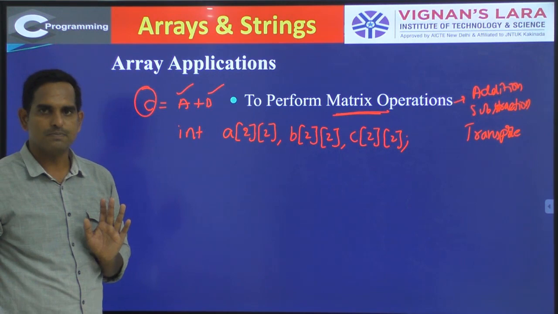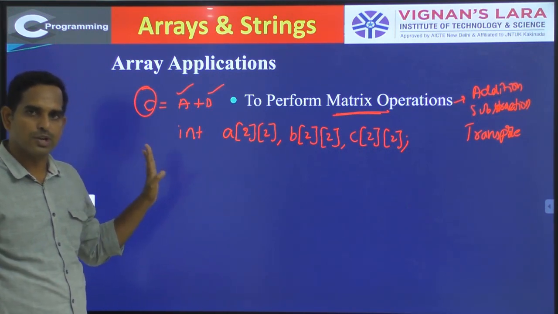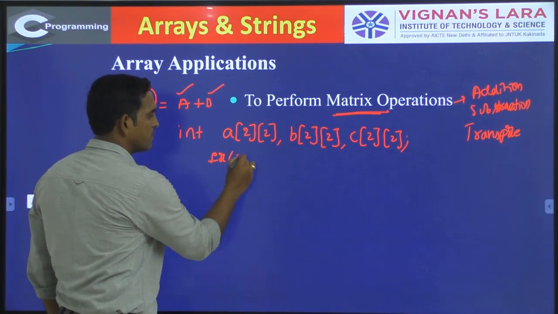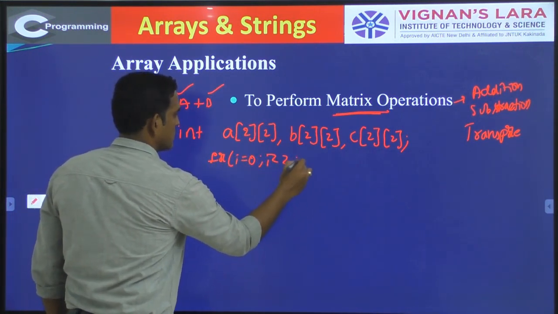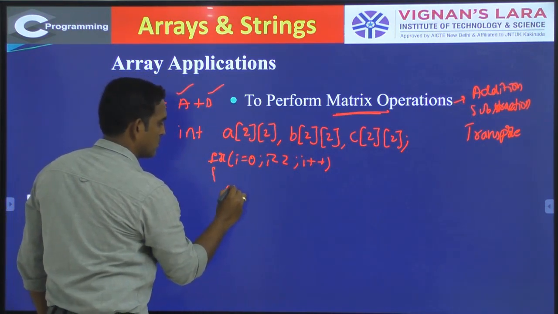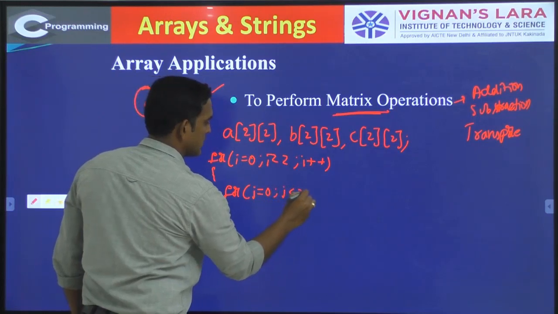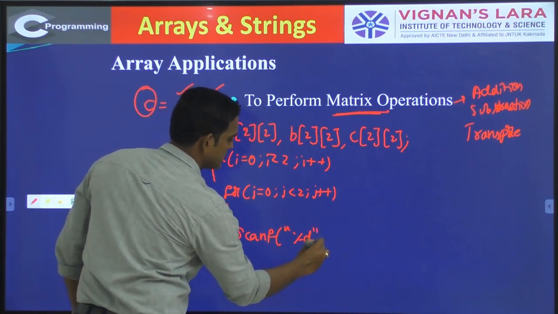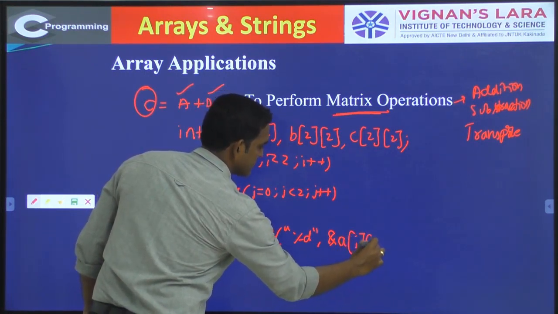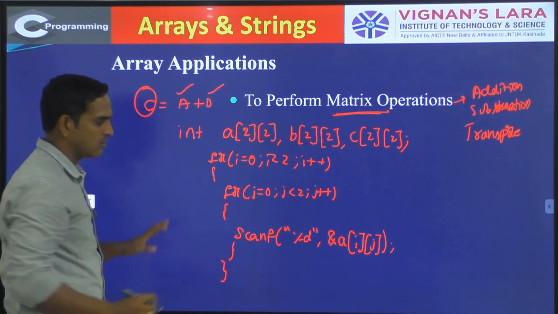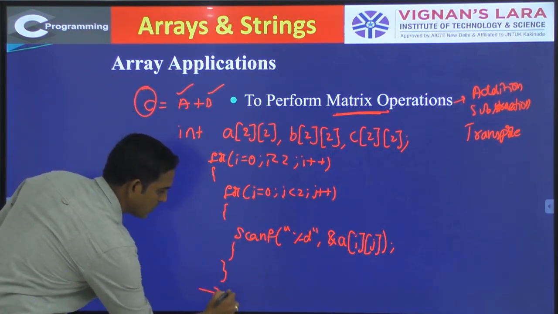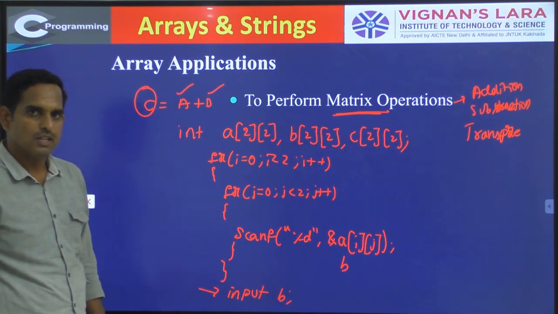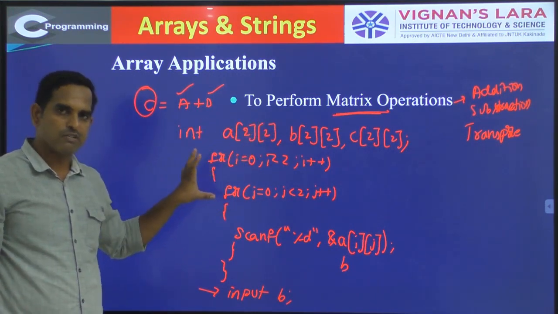This will be the declaration part, and you should know how to input those A and B arrays, that is, you should be able to use scanf: for i = 0, i < 2, i++, for j = 0, j < 2, j++, scanf %d, address of A[i][j]. This is how you input values into the first array A. The same case you have to do for B, with address of B[i][j]. This is how in any program you should be able to input your values into the array.